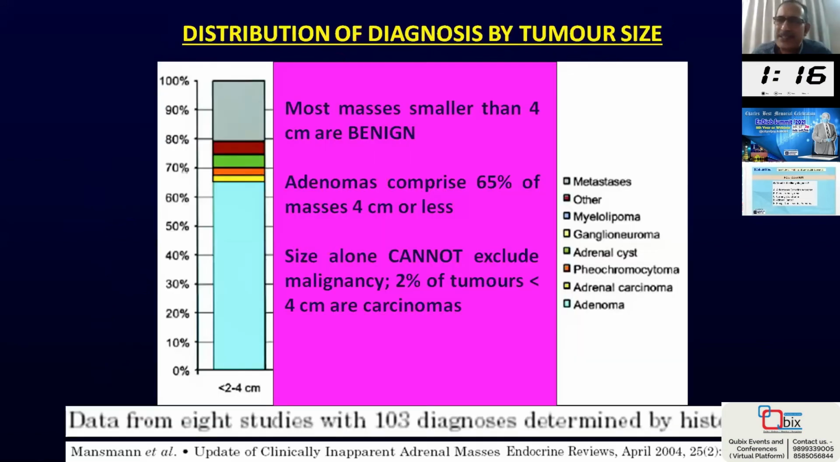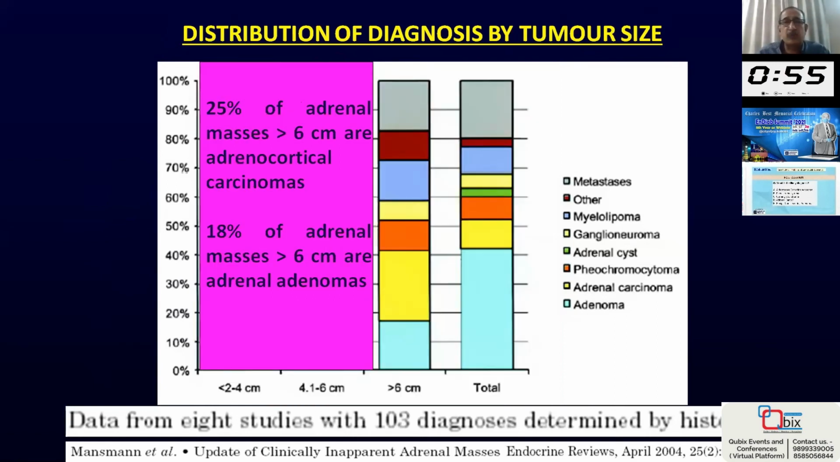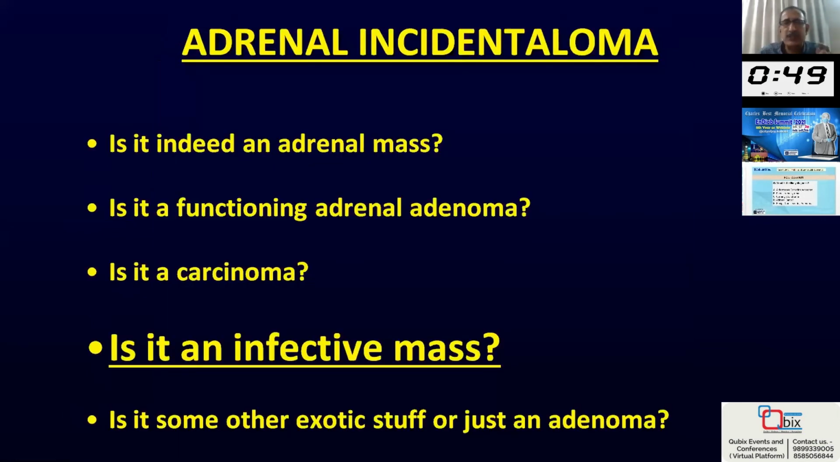And this is where this size question comes up again and again, whether it's 4 centimeters or whether it's 6 centimeters. So most masses smaller than 4 centimeters are benign, but this is not gospel because 2% of tumors less than 4 centimeters can be malignant. So size alone does not exclude it. You have to see the various other associated features, including contrast washout. Not every adrenal incidentaloma more than 6 centimeters is cancer. 1 in 4, 25% are cancer, but more than 6, most people will like to remove it.